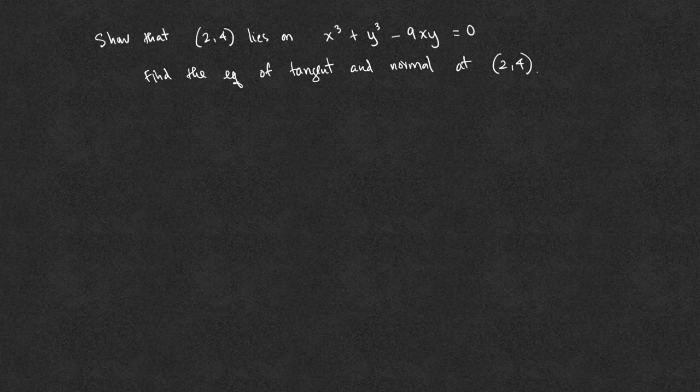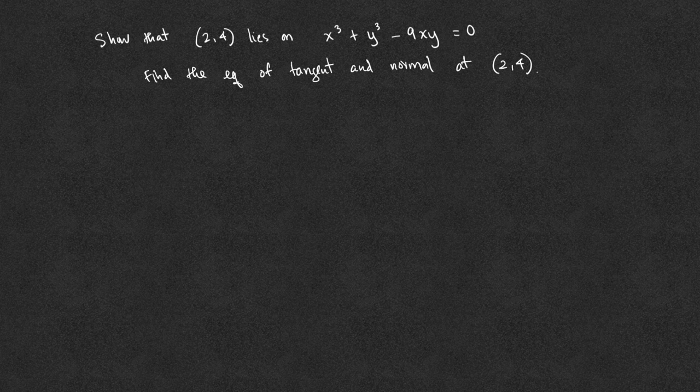Show that the point (2, 4) lies on the curve x cubed plus y cubed minus 9xy equals 0. Then find the equation of the tangent and normal line to the curve at the point (2, 4).